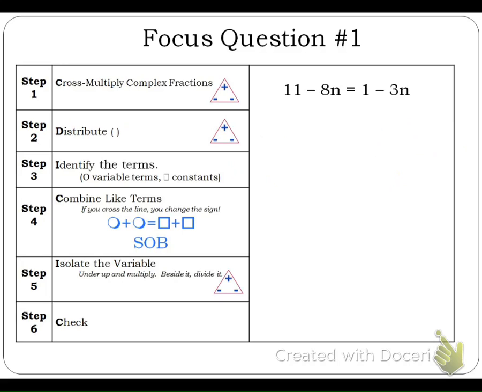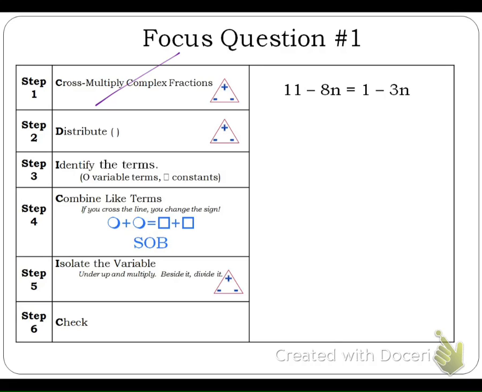Let's look at our first focus question here. First step, cross multiply any complex fractions. Hopefully by the time we're done here you'll know all 6 of these steps and you can just start saying them in order. Maybe on the next problem I'll cover them up and then you tell me what the first step is, what the second step is. So first step, cross multiply complex fractions. Do we need to do that here? No, there's no complex fractions on this problem. And really they're not that common, but I just need to tell you that if you do have them, that is the first step you will always do on any linear equation.